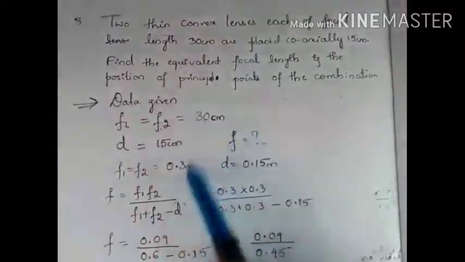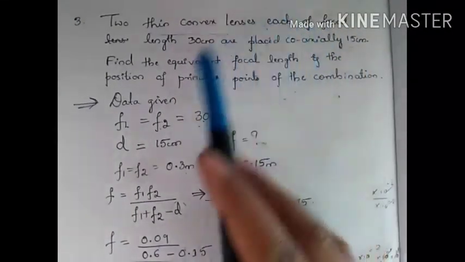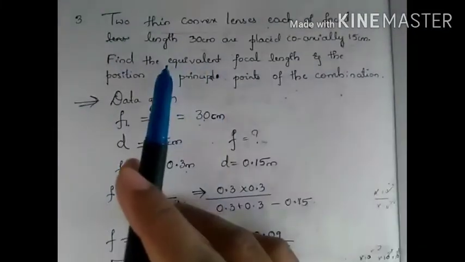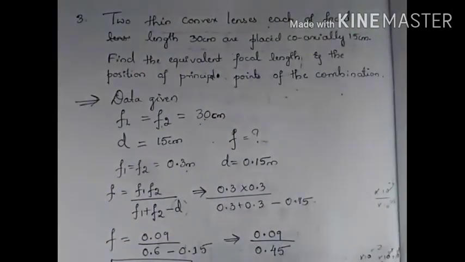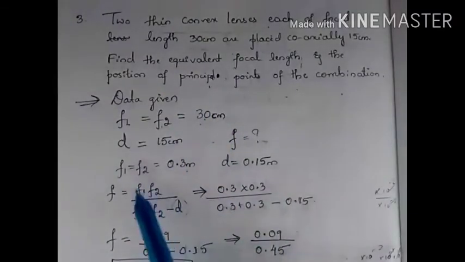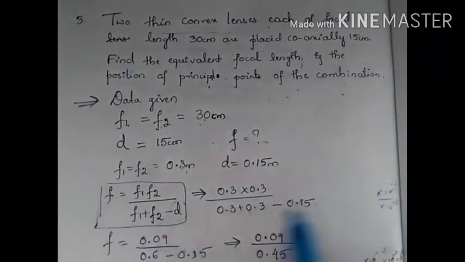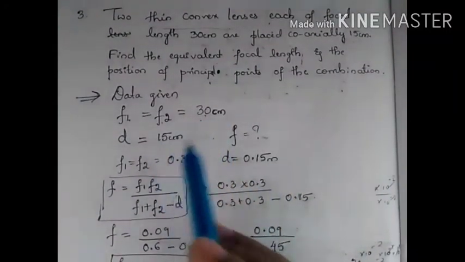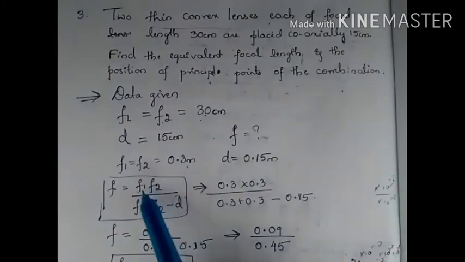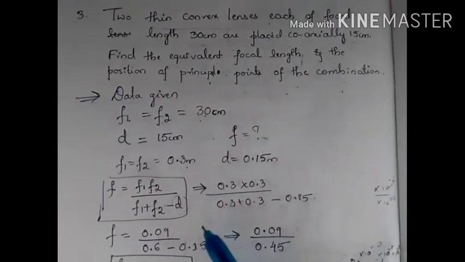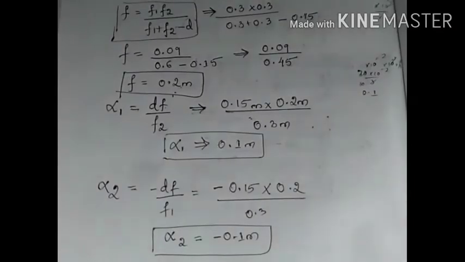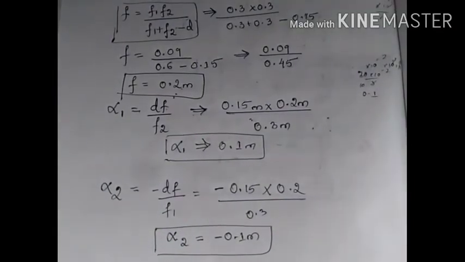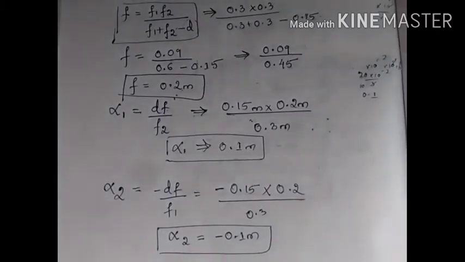So you have two thin lenses which are separated by a distance of 15 cm, each with a focal length of 30 cm. Now for this he has asked us to find the equivalent focal length and the position of principal points. For equivalent focal length we know the formula, f is equal to f1 f2 divided by f1 plus f2 minus d. The problem is very direct, so you can substitute the values and get the equivalent focal length of two thin lenses. Now after this you have to find alpha 1 and alpha 2. So alpha 1 is df by f2, which is positive, and alpha 2 is minus df by f1.